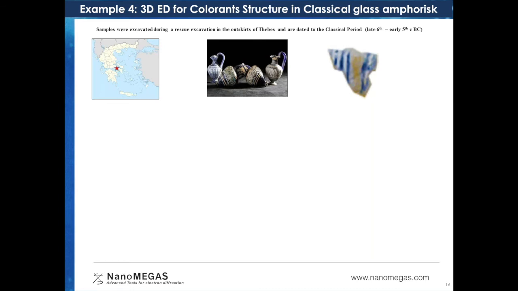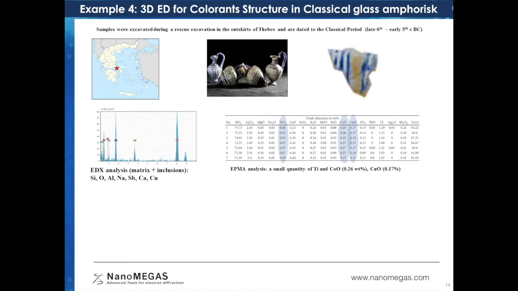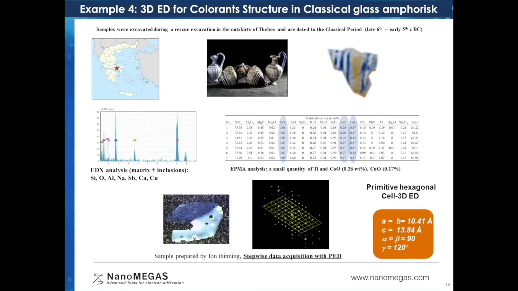First, we have done EDX and EPMA analysis to find the chemical composition of the pigment. In the chemical analysis, we observed the natural composition of silica, that means a lot of silicon oxide, but we also observed traces of titanium oxide, cobalt oxide, and copper oxide. Then we did sample preparation for the TEM experiment by ion thinning, and we collected 3D electron diffraction data using stepwise and precession mode. From the 3D electron diffraction data, we got a primitive hexagonal cell.